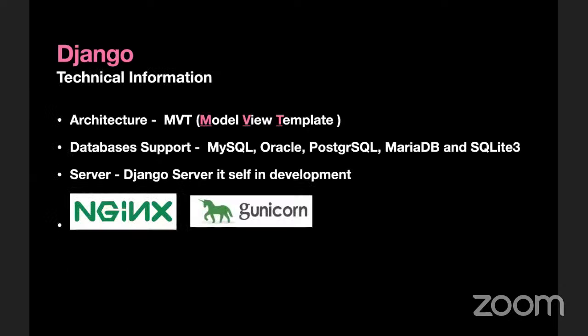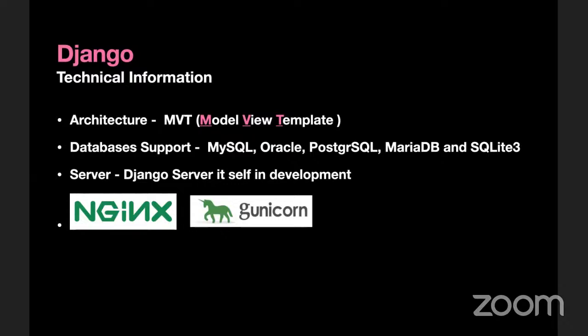So what technical information can we discuss on Django? Django follows the MVT architecture, the model view template, and it supports multiple databases like MySQL, Oracle, PostgreSQL, MariaDB, SQLite3. And the default database for Django is SQLite3. There is also the server we have to use. The server name is the Django server, which is for development, right? So we can use this Django server only in development.